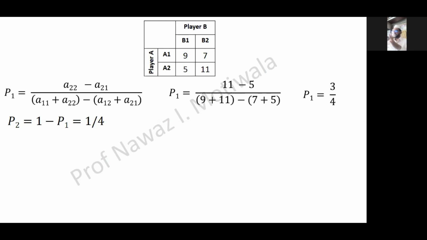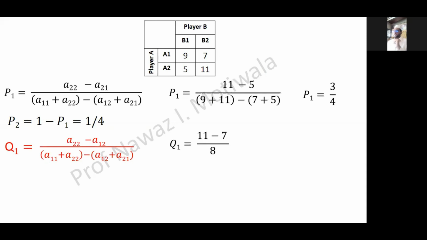Similarly, by making only one change in the formula, instead of writing A22 minus A21 in the numerator, I will write now A22 minus A12. That's the only change. In place of A21, it will be now A12. And I will get the answer for Q1 as 1 by 2. After solving and putting all the values, I will get the answer as 1 by 2. So if Q1 is 1 by 2, that is a 50% chance.